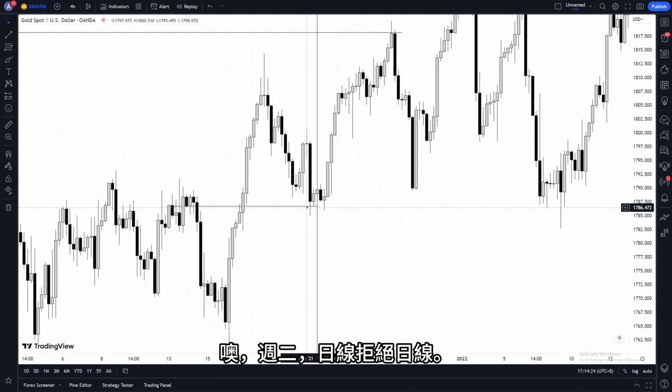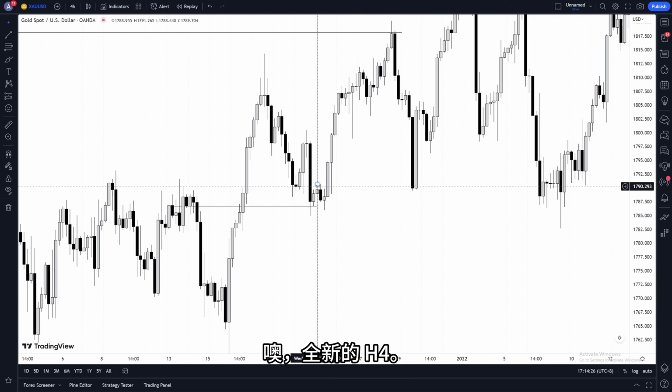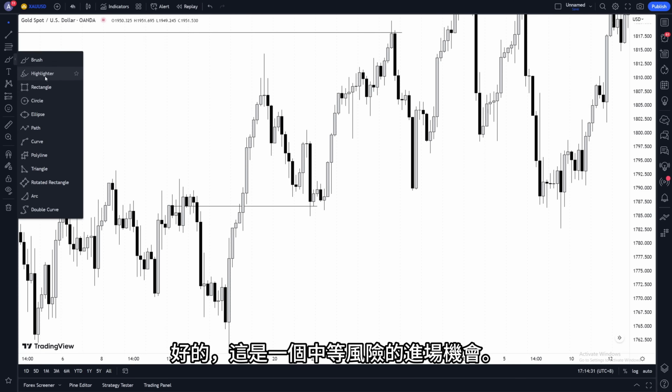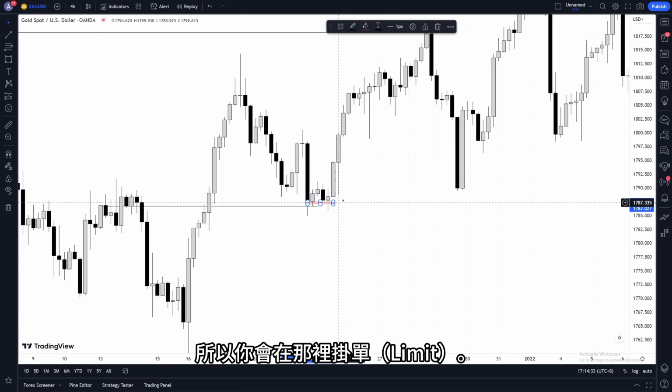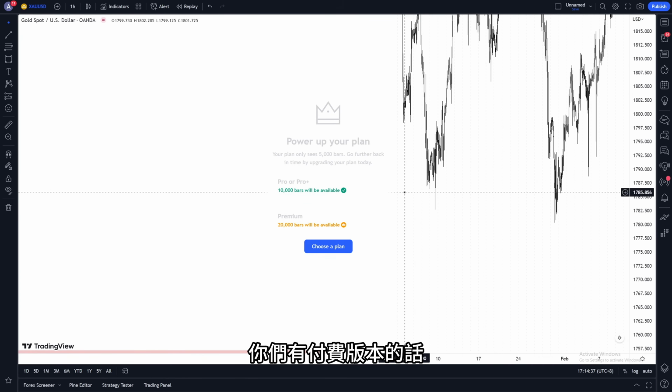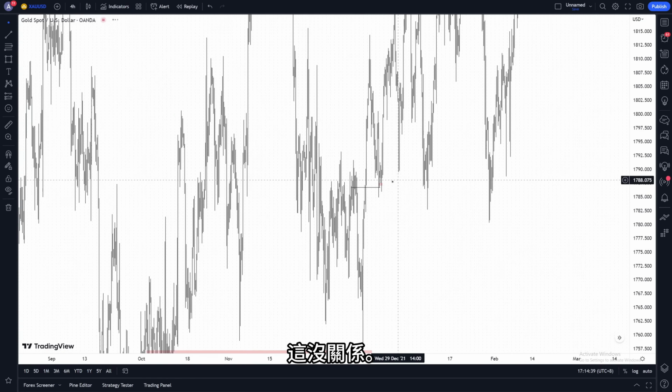Oh, Tuesday, daily reject daily. What did Tuesday give us? Oh, brand new H4. Okay, this is a medium risk entry opportunity. So you'll place your limit there. I don't know if I can go to H1. If you guys have the bot version of this, you can go check it out. Yeah, I can't go there. It's fine. But you go to H1.